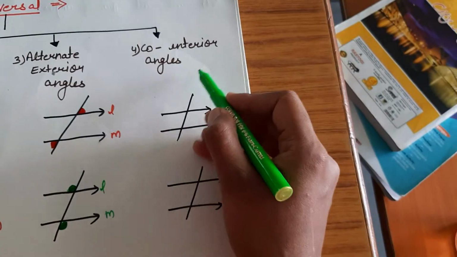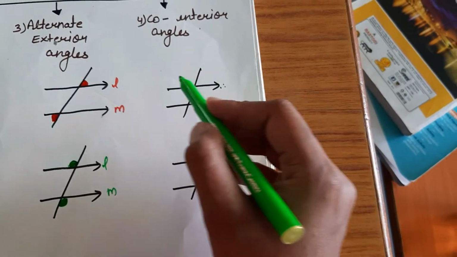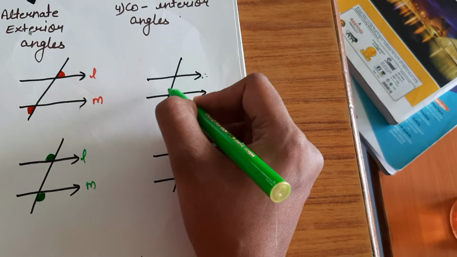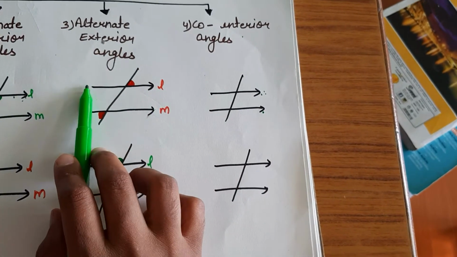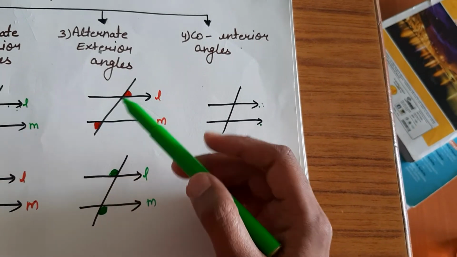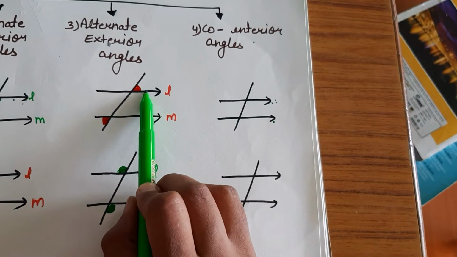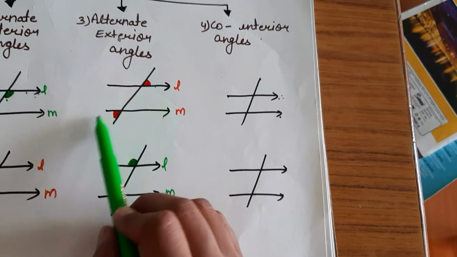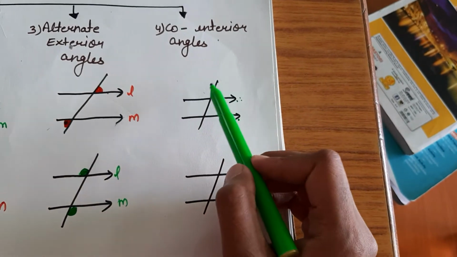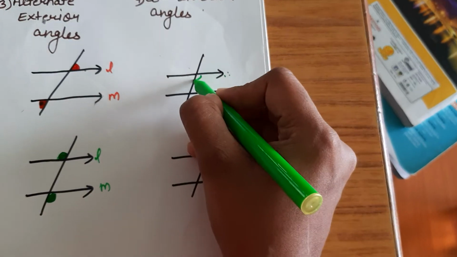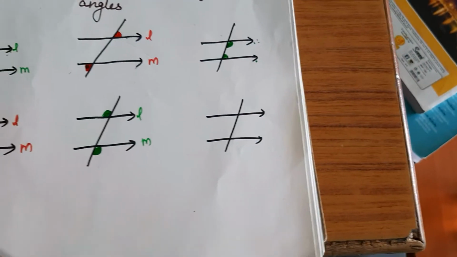Now what about co-interior angle? Interior means we are talking about inside of these two lines. Co-interior means same side, on the same side we are taking. Alternate means one angle on this side and one angle on the other side. We take places one by one, like we took here, then the next place on this side, so these are alternate angles. But co-interior angles are always made on the same side. And what is it? This is the co-interior angle. These are the co-interior angles.